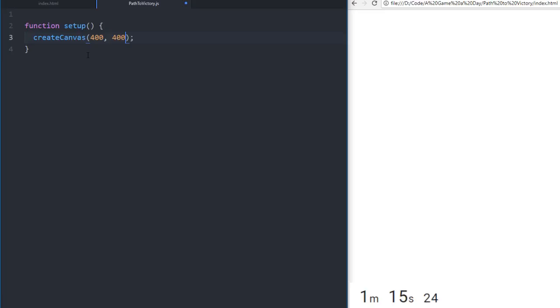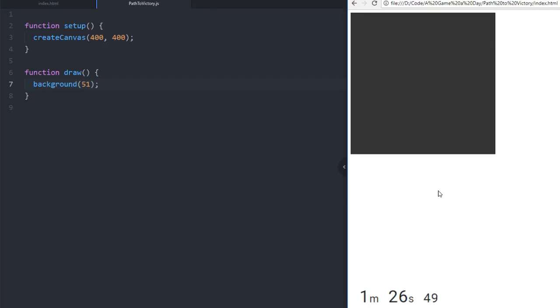We'll make this 400 by 400. The more I can fit onto the screen, the better, because you guys can see more. Function draw, background 51, there we go. Cool, we've got our square.